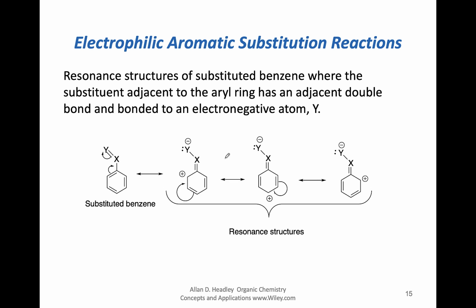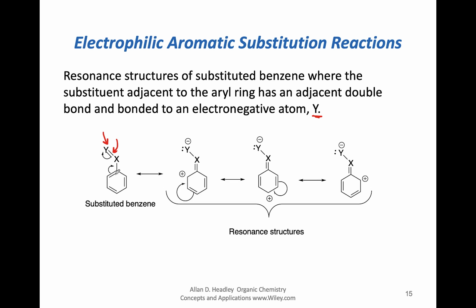Let us look at another type of substituent adjacent to the ring. In this case, this is X, but this X does not have a pair of electrons. Notice when we said that the methoxy has a pair of electrons, this one does not. What it has, however, is a double bond that's adjacent to the ring and an electronegative atom Y. What that does is it takes electrons from the ring.